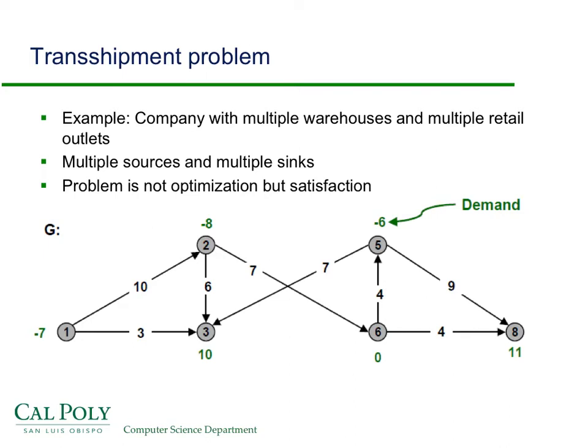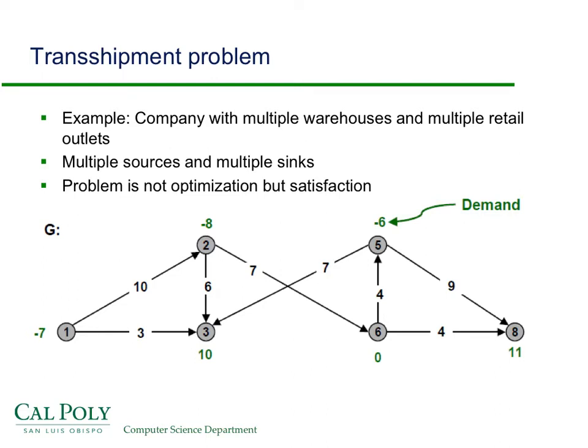The idea here is that if you look at the sources, they're denoted by a -7. So the numbers are referred to as demands, and if they're positive, that's a sink, and if they're negative, that's a source. The other thing to keep in mind that makes this problem a little different is that it's a satisfaction problem, not an optimization problem. You'll notice that the sum of the source amounts is equal to 21, as is the sum of the sink amounts.